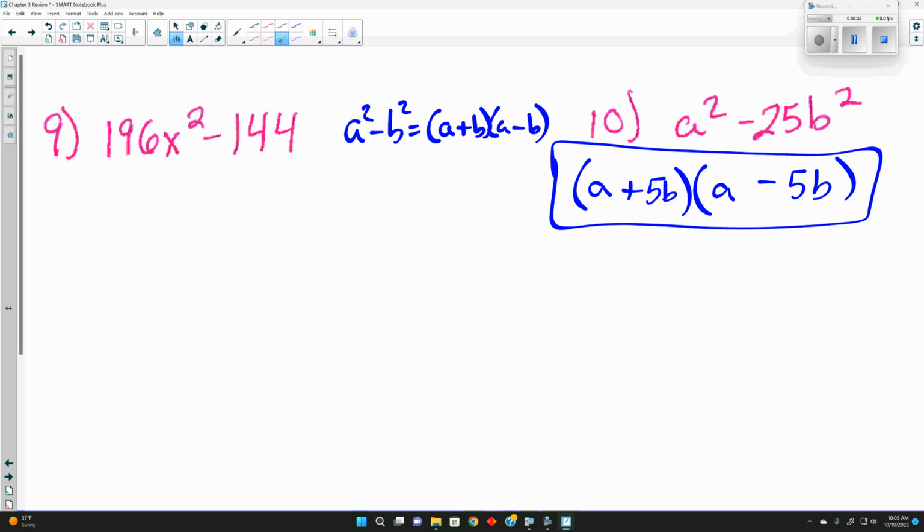And you could check it to make sure we got it set up right. Is there a middle term? No, so if we check it, the middle term should be 0. A times negative 5b is negative 5ab. 5b times a is going to be plus 5ab, and 5ab minus 5ab is indeed 0. So that is it.